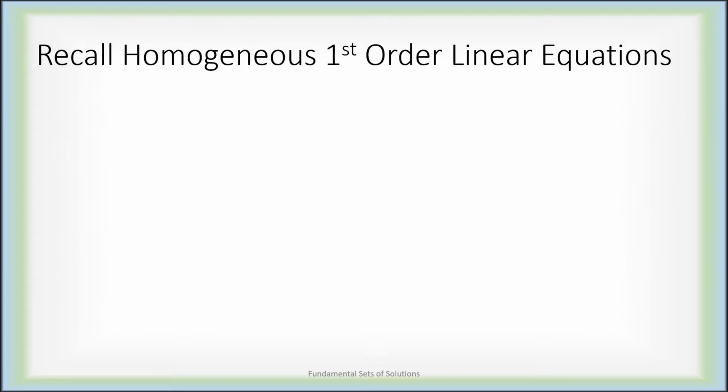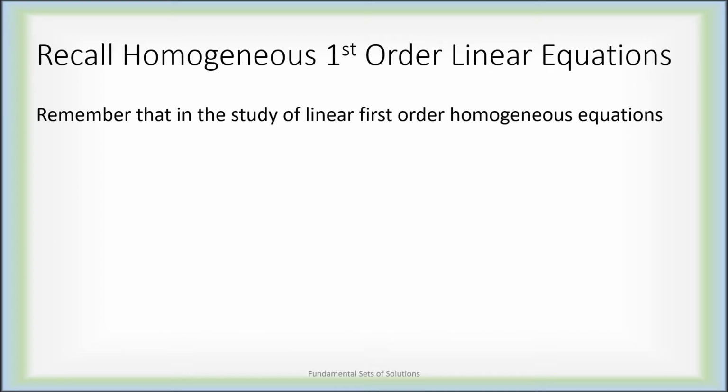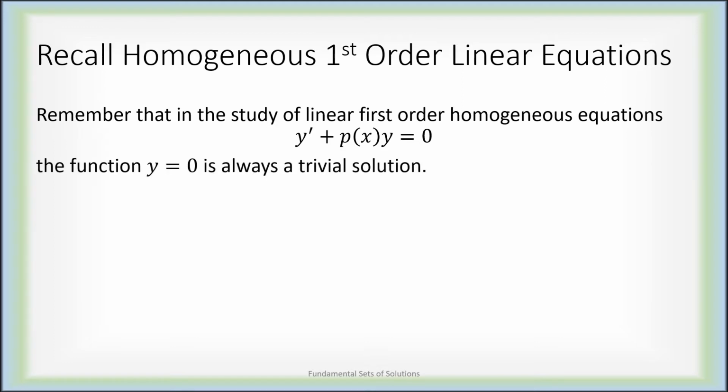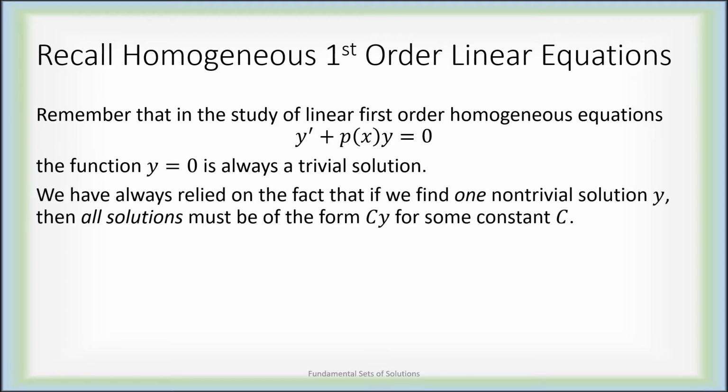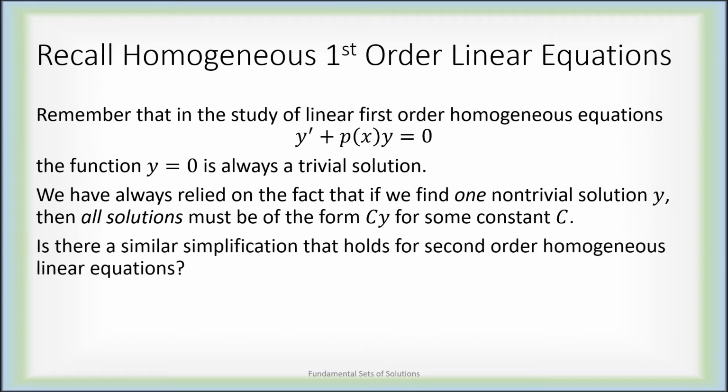So let's take a moment to recall how we worked with homogeneous first-order linear equations. If we had a first-order linear homogeneous equation, y prime plus p of x y equals 0, the function y equals 0 is always a trivial solution, and we always relied on the fact that if we found one non-trivial solution, then all solutions must be some scalar multiple of the non-trivial solution that we found. Is there a similar simplification that holds for second-order homogeneous linear equations?